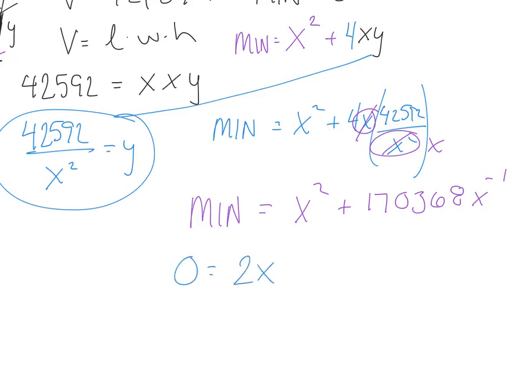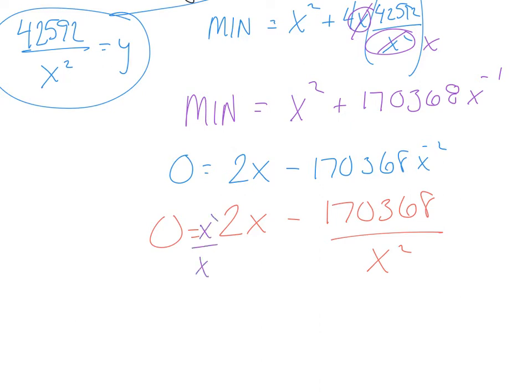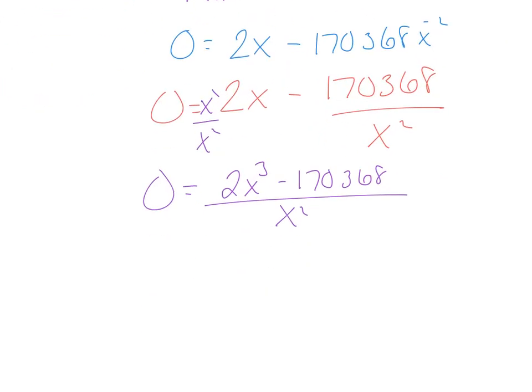So 0 equals 2x minus 170,368 x to the negative 2. When I go to rewrite this, remember this x to the negative 2 is only on this one term. And then I want to get myself common denominator. So I'm just going to multiply this piece by x squared over x squared. Okay, so I've got 2x cubed minus 170,368 all over x squared. When I have any fraction equaling 0, remember you want to set both the numerator and denominator equal to 0.